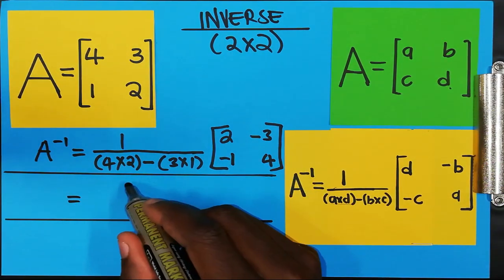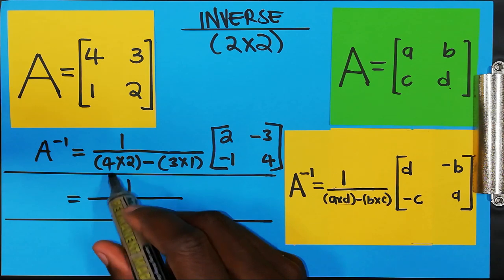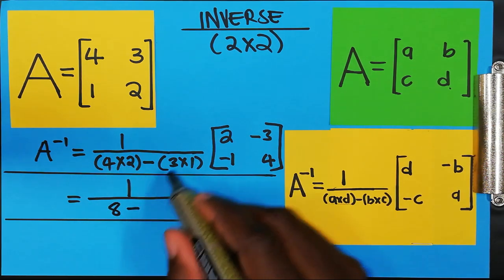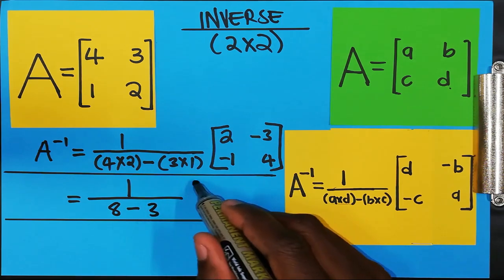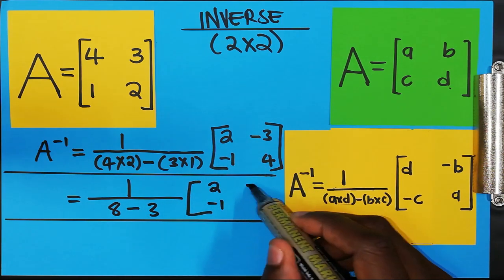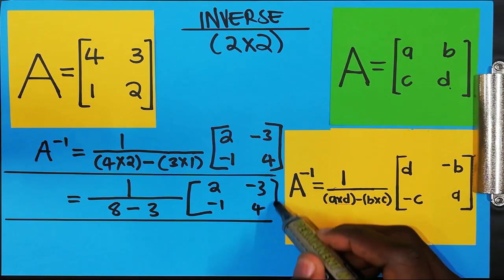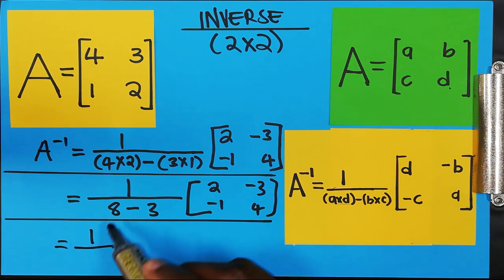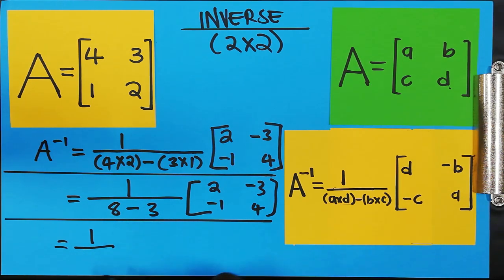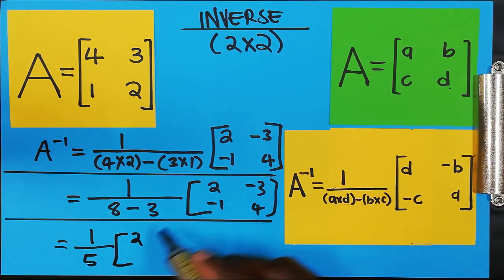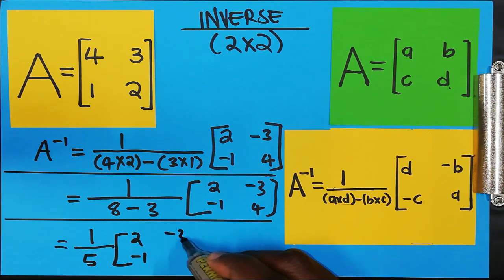Okay, we are almost done. So 4 multiplied by 2 equals 8. 3 multiplied by 1 equals 3. And then these ones, you just write them the way they are. Good. And therefore, 8 minus 3 equals 5. Therefore, this one, you write as it is.